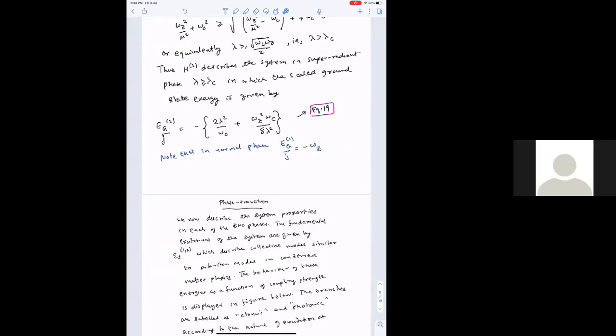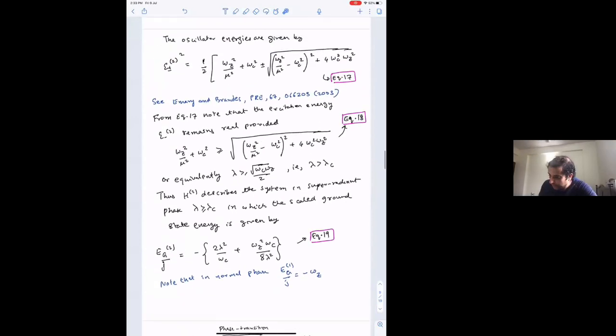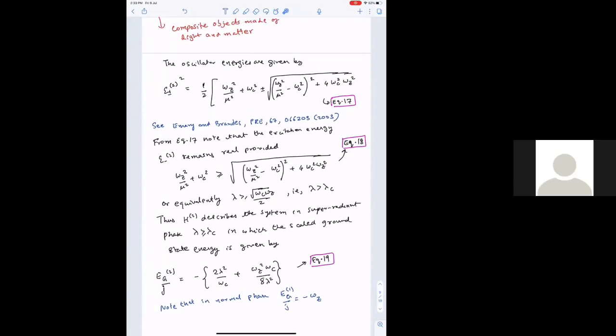Hello. In equation 17, what is the lambda dependence of this plus-minus? Sorry, there is a little bit of background noise. Can you hear me? Yes. In equation 17, what is the lambda dependence? So basically you have to rewrite it. Let me see if I have it.